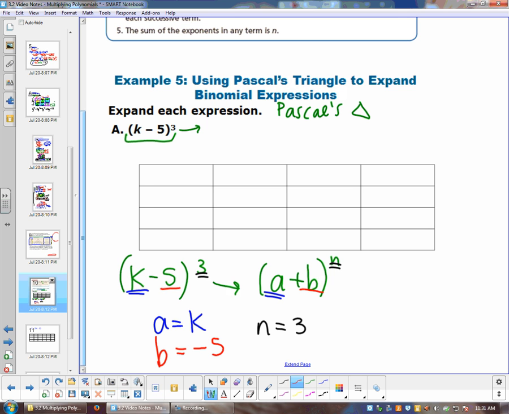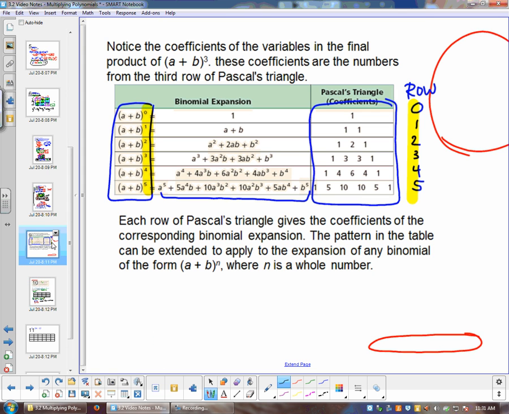Okay, so the first thing I want to do is I know I'm using n equals 3. So that means I need to use row 3 of Pascal's. So instead of rewriting that all out, I'm just going to flip back to the prior page for a second, and I'm going to look for row 3, which is right here. And again, I have something to the third in my power, which is what I have in this one. So my coefficients are 1, 3, 3, 1.